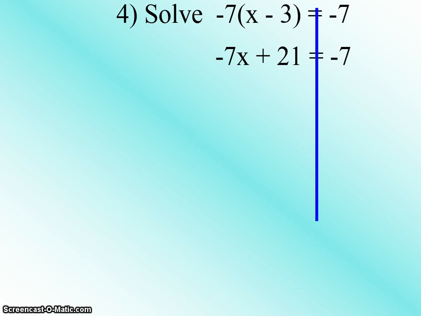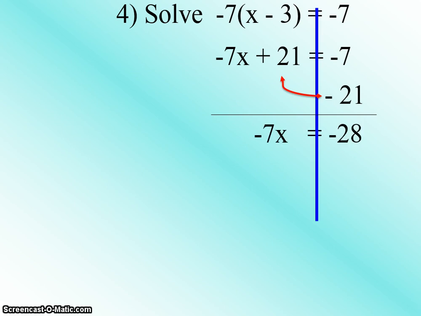Now we need to move our constant. So we're going to take the 21 and move it to the other side. It's going to be a negative. We have a negative negative, so we're going to put them together and get 28, and our negative 7 just comes down. Now we want that x by itself one more time. So the opposite of multiplication is division. So we're dividing a negative 7 into a negative 28. It goes 4 times.